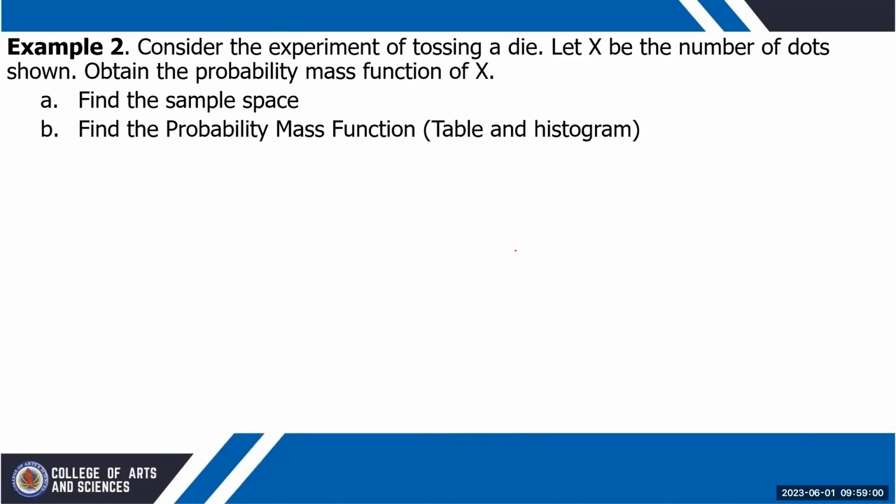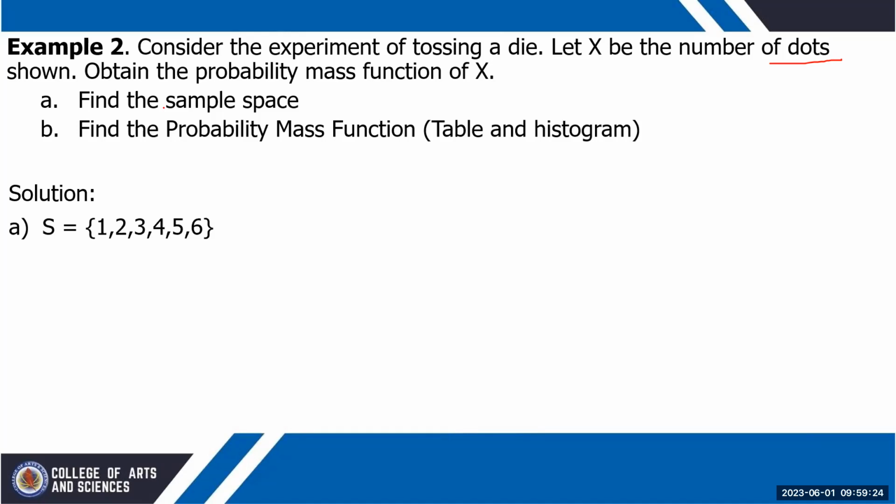Dito naman, sabi, you consider tossing a die. So, magtotoss tayo ng die. And then, ang hahanapin natin is the number of dots. Okay? So, una, hanapin muna natin yung sample space. Ano ba yung mga possible outcomes kapag magtotoss ka ng die? Of course, meron tayong 6.